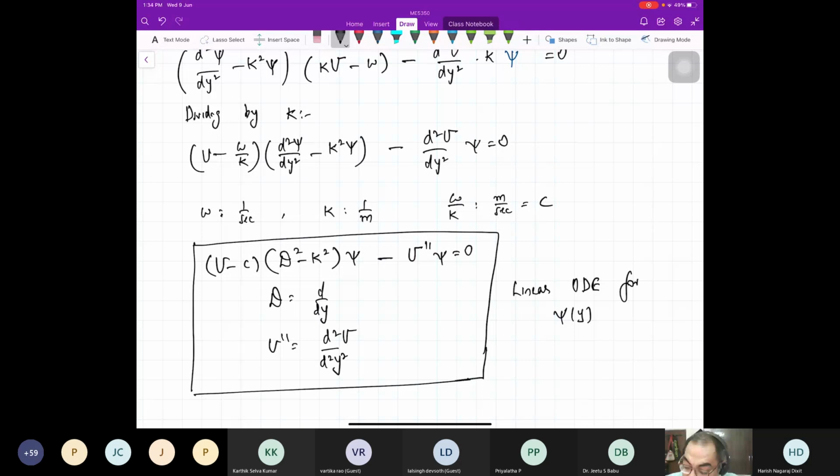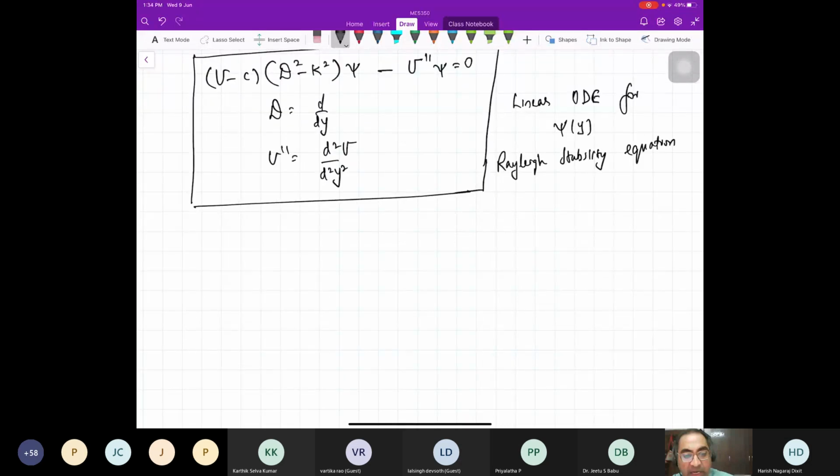This equation has a name. It's called the Rayleigh stability equation, or the Rayleigh equation. A single equation for psi will tell you about the stability of the flow. If you're able to solve this equation for simple problems, then you can predict the nature of the flow, whether it is unstable or stable. I will tell you one simple problem. We will take one simple example and look at the stability of this flow.